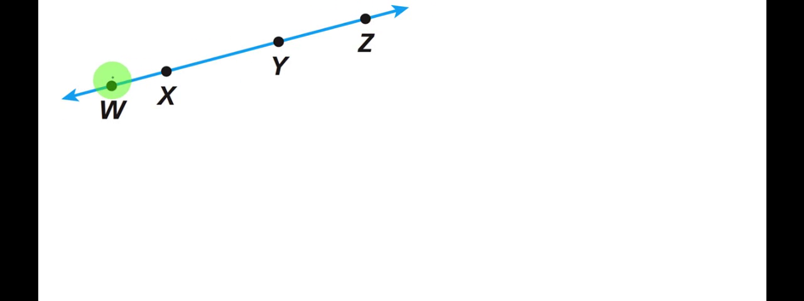We've got a figure where there's a line that's passing through points W, X, Y, and Z. And what we want to do is find two different line segments. So I'm just going to write line segments here, and we'll locate two different ones in a second.